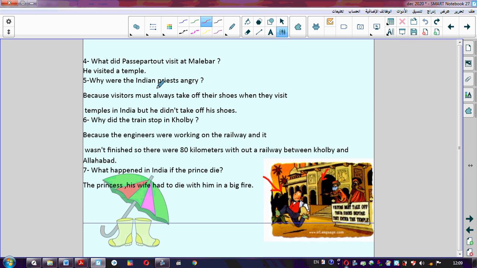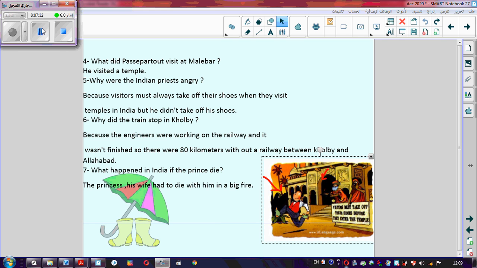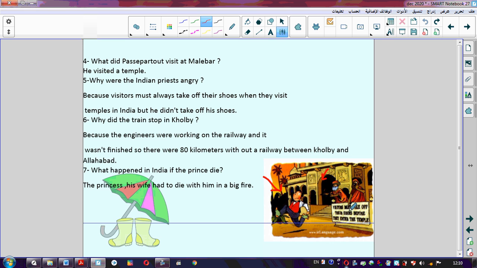Why were the Indian priests angry? Look at this. The Indian priests were angry because, look at this one, visitors must take off their shoes before they enter the temple. This is a rule. But Passepartout entered the temple with his shoes, and now they took off his shoes and he ran away.